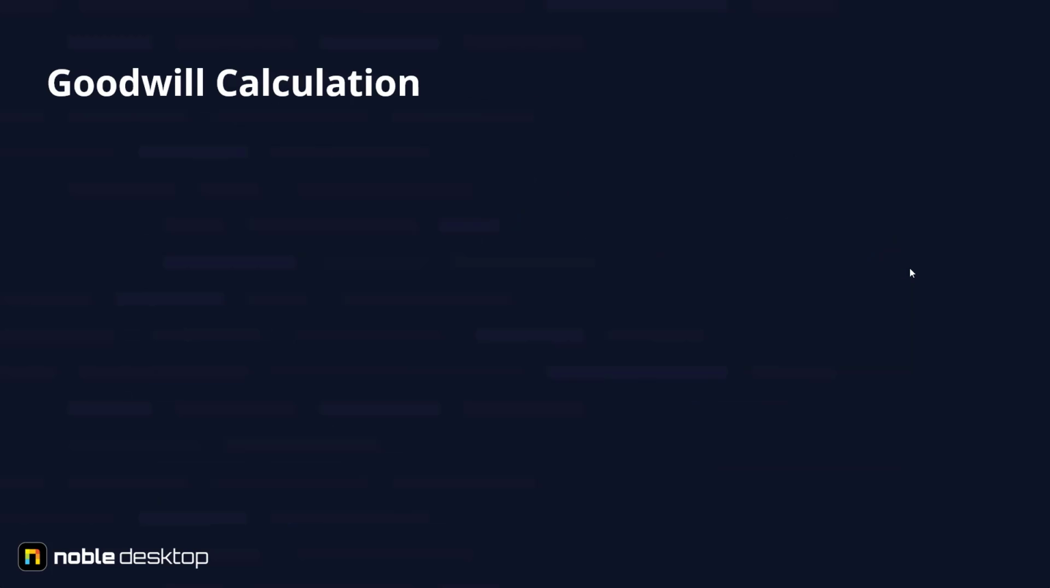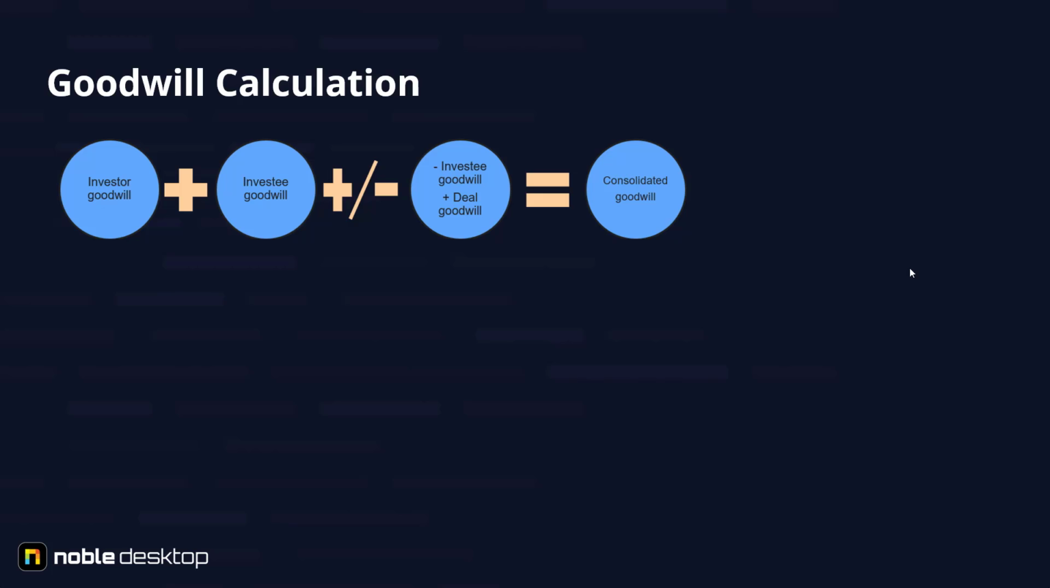Let's take a look at goodwill calculation here as well, as it's an important part and you need to understand how to assign a goodwill for the consolidated balance sheet. So consolidated goodwill would be a sum of investor goodwill and investee goodwill, and also plus minus investee goodwill as we zero it out, plus the deal goodwill.